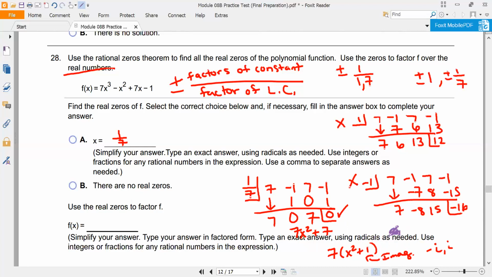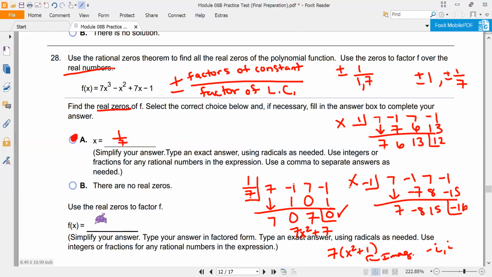Because think about subtracting that over, it'd be x squared equals negative 1, take the square root of both sides, and you get plus or minus the square root of negative 1, which is negative i and positive i. So that doesn't help us for this part. So there's only one real solution to this problem. They did not ask for any imaginary solutions. It said real zeros. Then it said factor using real numbers.